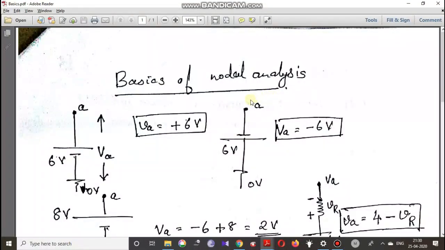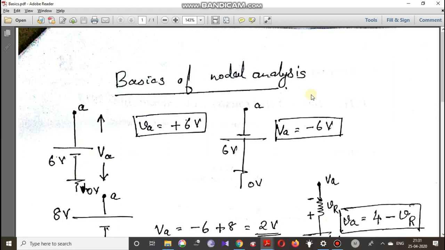In this video, we'll understand the basics of nodal analysis. So what do we mean by a node? A node is a point in an electrical circuit where two or more circuit elements meet together.